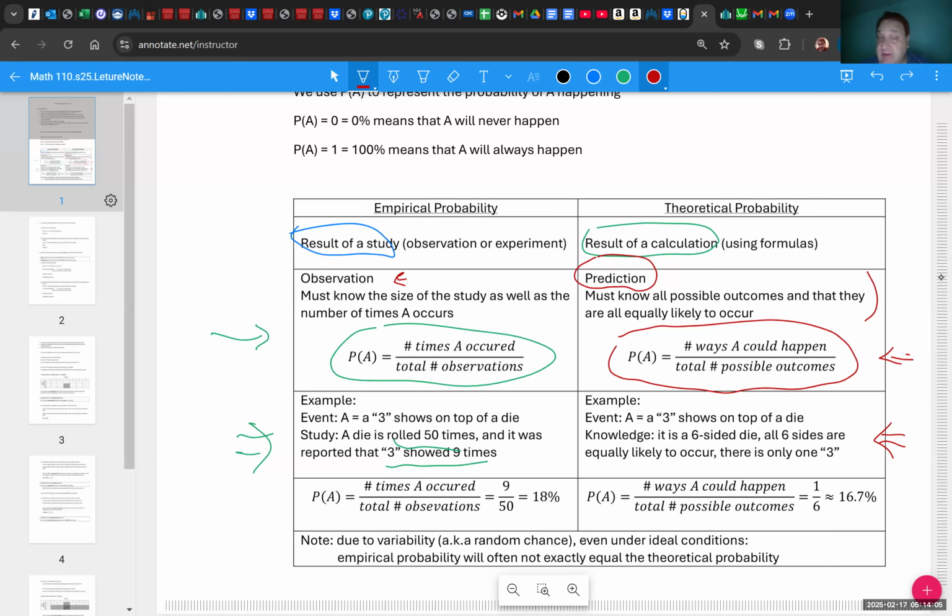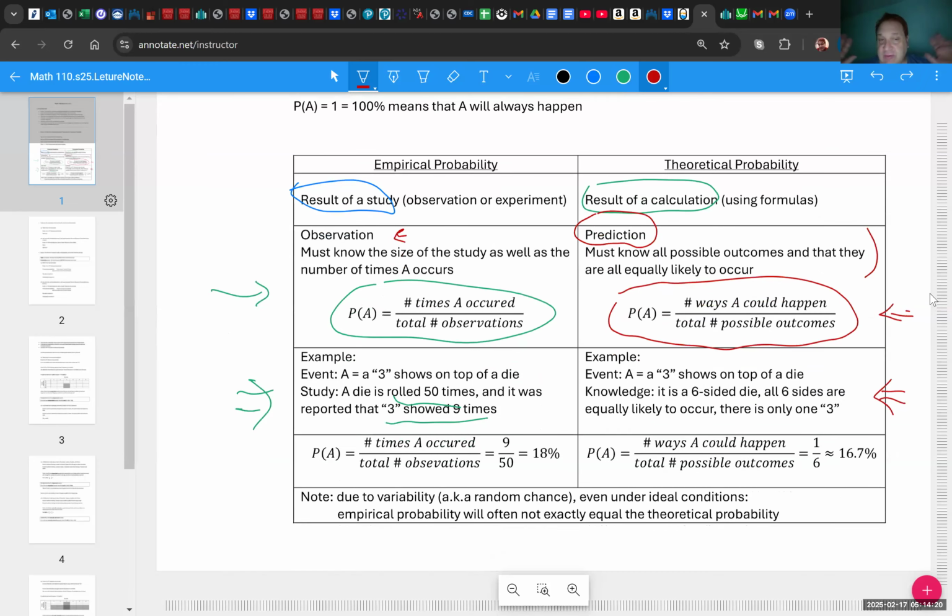So both events were the same. One was an empirical probability calculation because we did a study. The other was a theoretical probability because we thought about what was possible and figured out the formula based on that. Just a little note here: due to the variability of life, in other words, there's random chance, even under ideal conditions, the empirical probability will not be exactly the same as the theoretical probability.